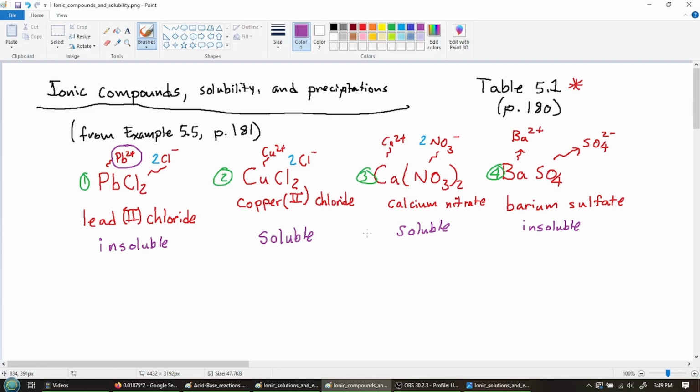Okay, so cool. Now we know how to identify whether something is soluble or not. Here's what I'd like for you to do. Take a moment, pause the video, and look at figure 5.13, which is on page 182. So please pause and take a moment to look at that. I'm going to resume. I'll talk through that after you unpause. Okay, so in figure 5.13, we're looking at what's called a precipitation reaction.